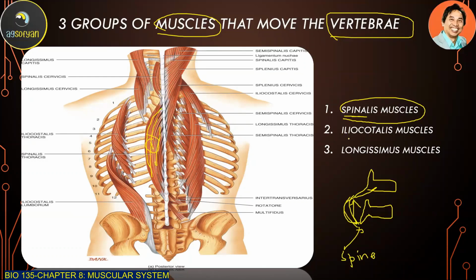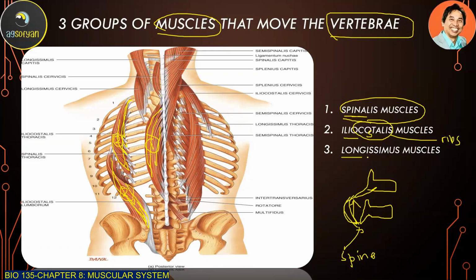The second muscle is called the iliocostalis. I'm sorry, this would be an S over here: costalis. Costa means ribs. So it is located connecting the ribs with other ribs and maybe with the hip bone. So this is the iliocostalis, the second group of muscles on the back.